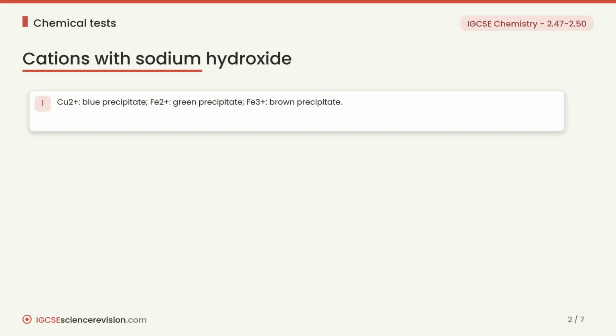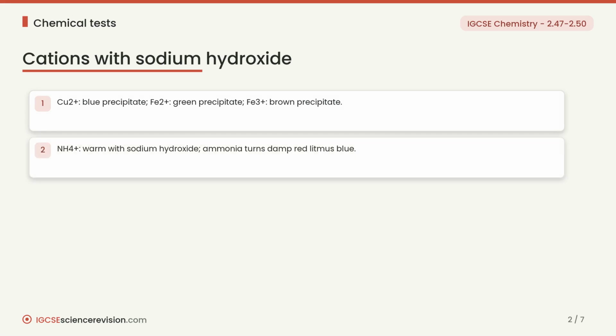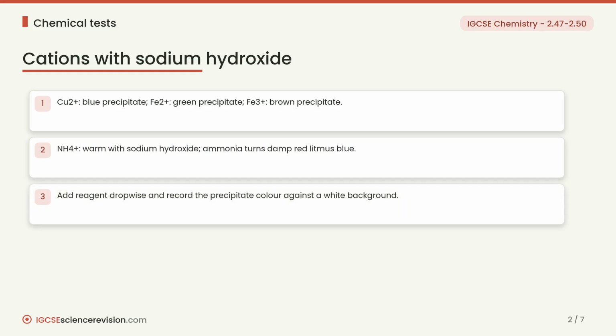With sodium hydroxide solution, copper 2 ions give a blue precipitate, iron 2 ions green, and iron 3 ions brown. To test for ammonium ions, warm gently with sodium hydroxide. Released ammonia turns damp red litmus paper blue. Add the reagent dropwise and view precipitate colours against a white background. Use a fresh sample for each test.